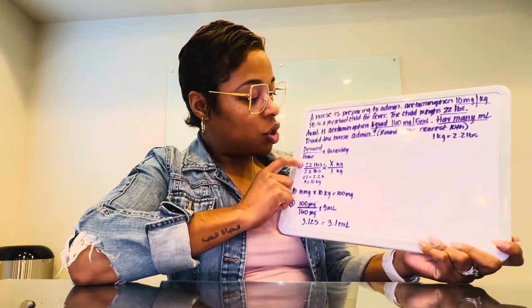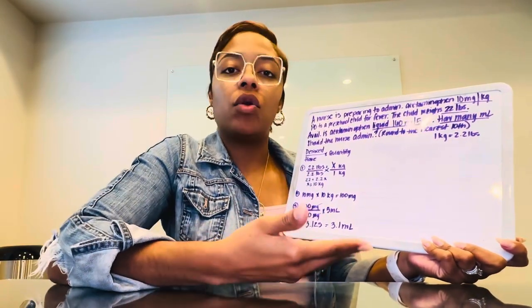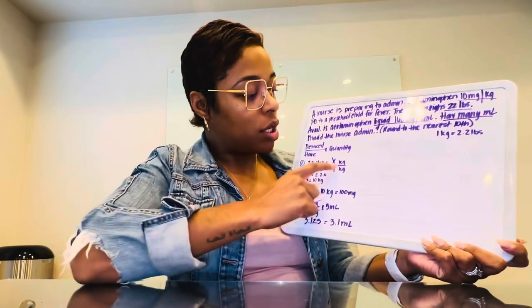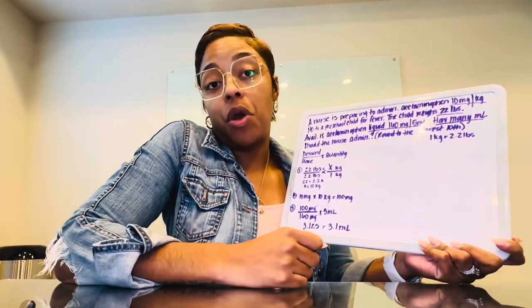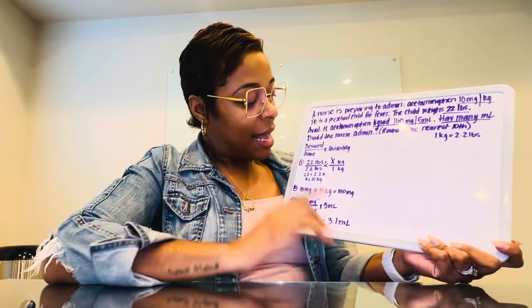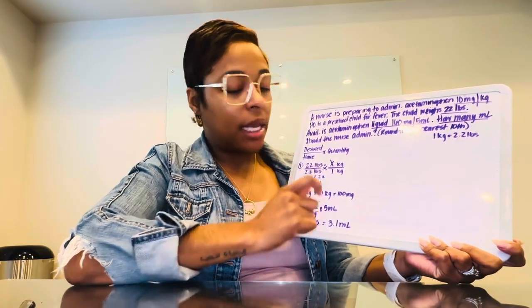So I know 22 pounds is what they gave me, and I'm trying to figure out how many kilograms that is. I don't know, so I'm going to use X. 22 pounds equals X amount of kilograms. X, because I don't know. That's what I'm trying to figure out. Then I'm going to put the conversion right underneath it. I know that 2.2 pounds is 1 kilogram.